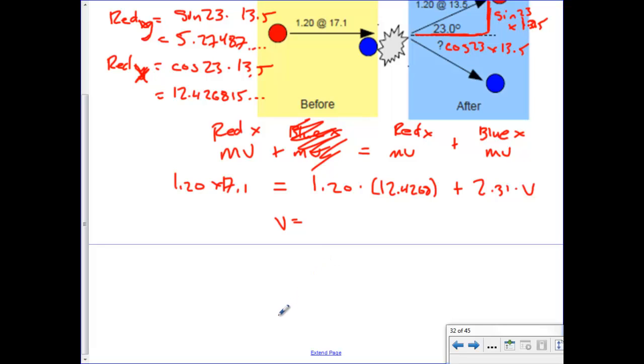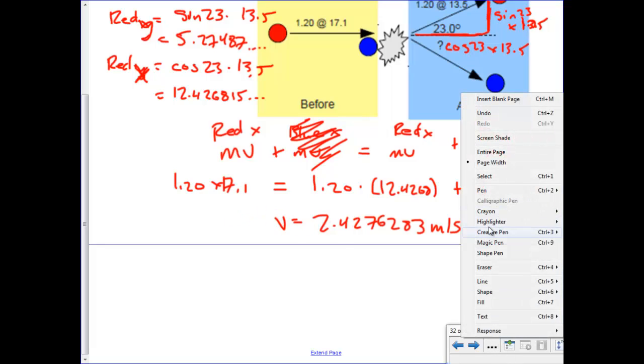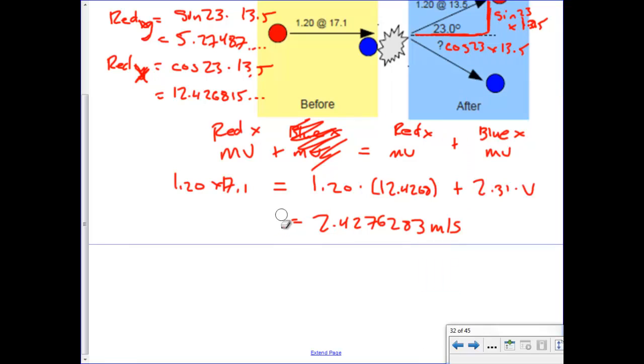So 120 times 17.1 minus 120 times the answer, divided by 231. I got 242.76283. So that's the velocity. I'm going to be really specific here. Did anybody else get that, or is that just me?